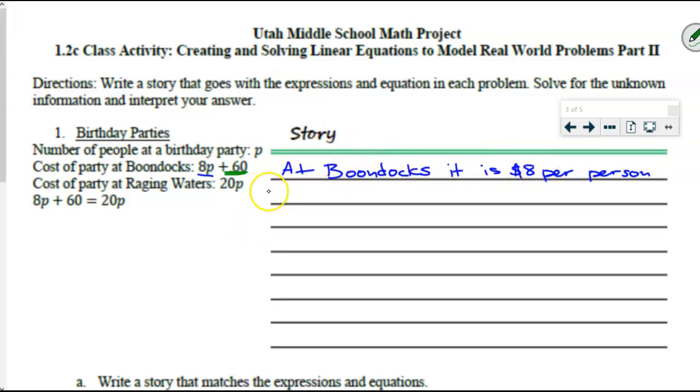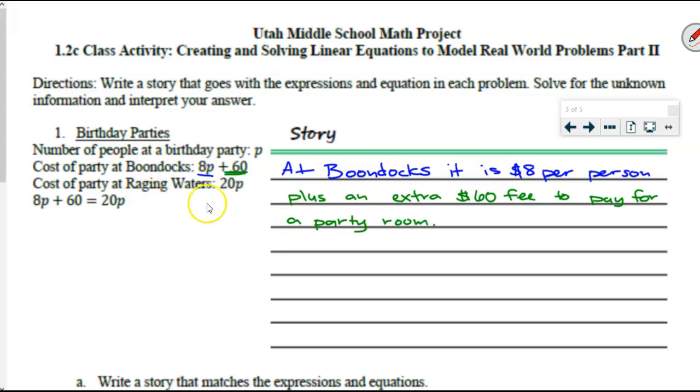So at Boondocks, it's $8 per person plus an extra $60 fee to pay for a party room. I'm just making that up. I don't really know, but I'm going to say it's to pay for a party room.